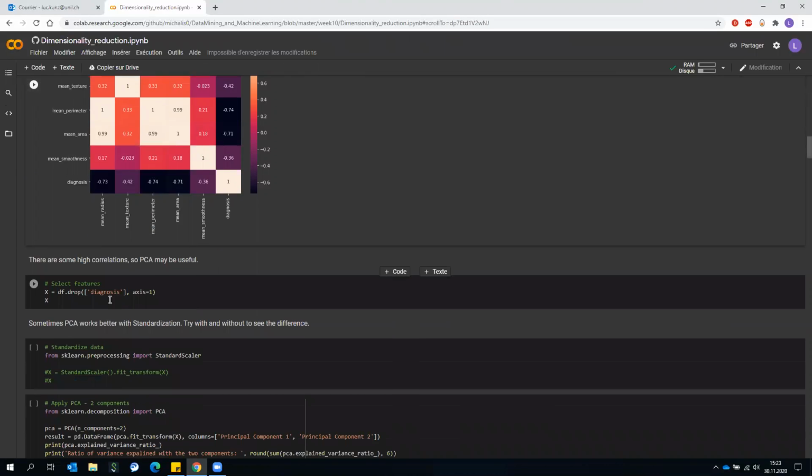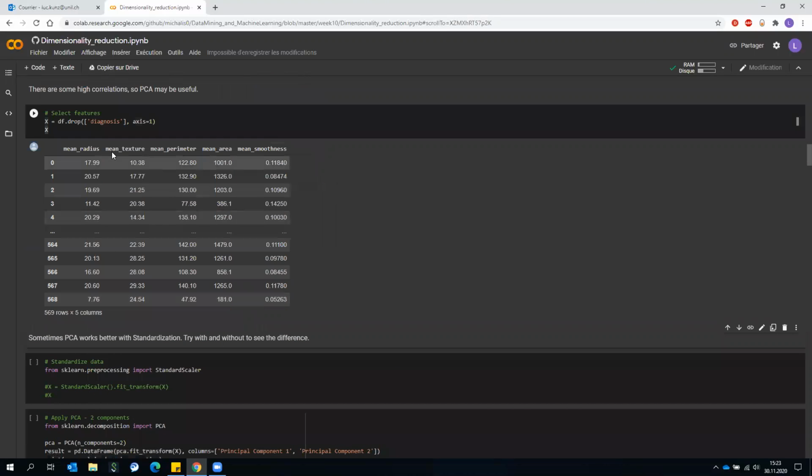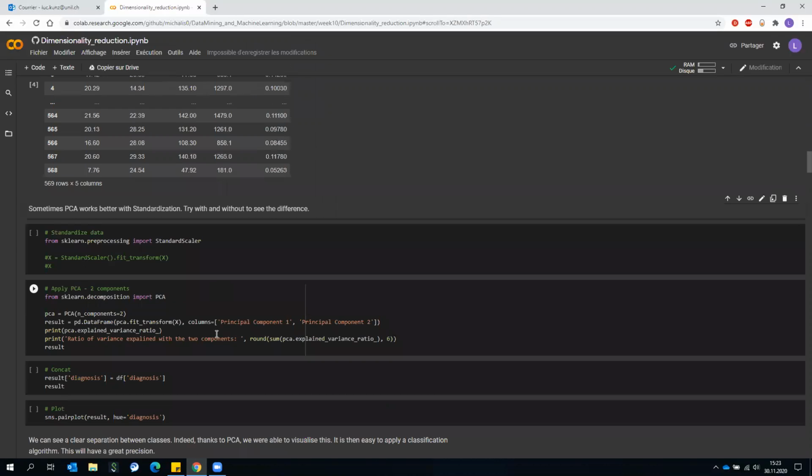Okay, so we select only the features. So we drop the diagnosis. So we have our features. We can try with and without standardization. Here I don't use it, but you can try to use it and see what's the difference in the results. And then we apply PCA.